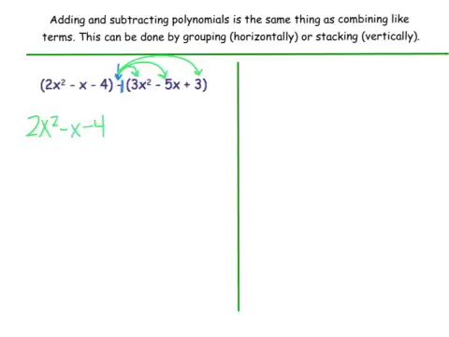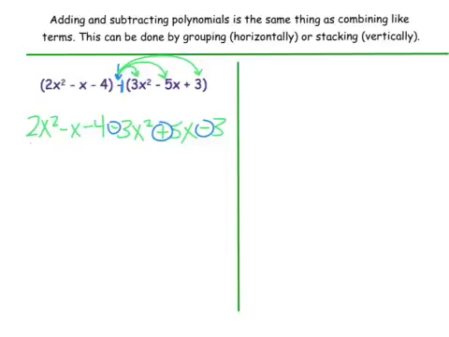The second set of parentheses, though, it's going to become the opposite. So rather than a 3x squared, it's going to become a negative 3x squared. And negative 5x times negative 1 becomes our positive 5x. And our 3 times that negative 1 becomes a negative 3. So notice, by distributing that negative 1, our signs changed, and we distributed that negative sign. So now we no longer need those parentheses.